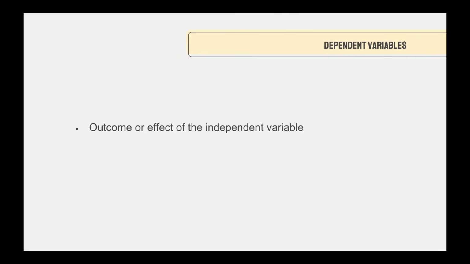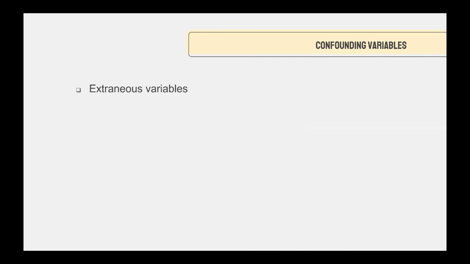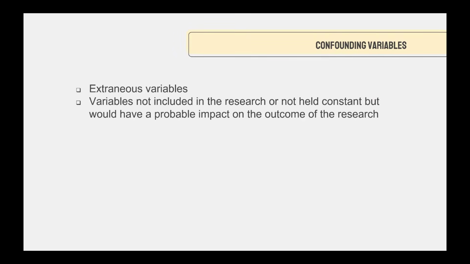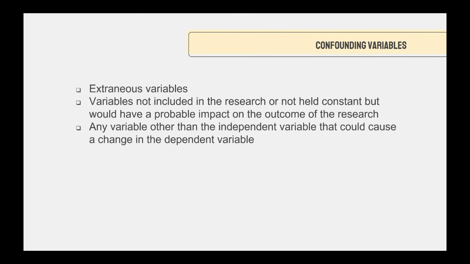In contrast, dependent variables are the outcome or effect of the independent variable. For confounding variables, these are extraneous variables not included in the research or not held constant, but would have a probable impact on the outcome of the research, and any variable other than the independent variable that could cause a change in the dependent variable.